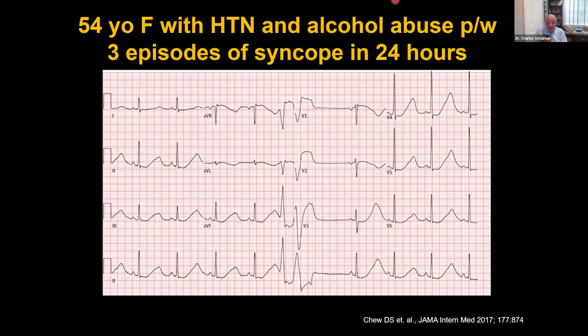Someone thinks that there's a very narrow QRS, which is true. There is a very narrow QRS, but that's not it. Someone else thinks, yes, you're onto it. Very broad T waves and a long QT interval. You're right.